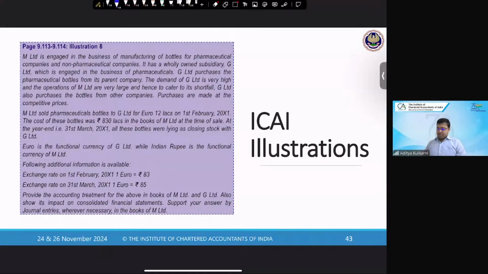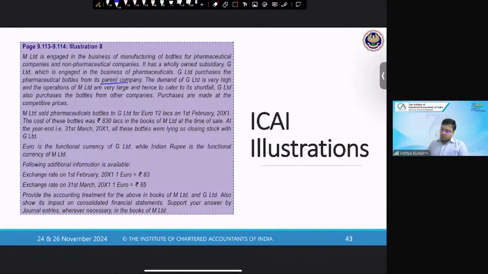Okay, yeah. So M Limited is engaged in the business of manufacturing bottles for pharma companies and non-pharma companies. It has a wholly owned subsidiary, G, which is engaged in the pharmaceuticals business. G purchases the pharmaceutical bottles from its parent company. Demand of G is very high, operations of M are very large, and hence to cater to its shortfall, G also purchases bottles from other companies at competitive prices.